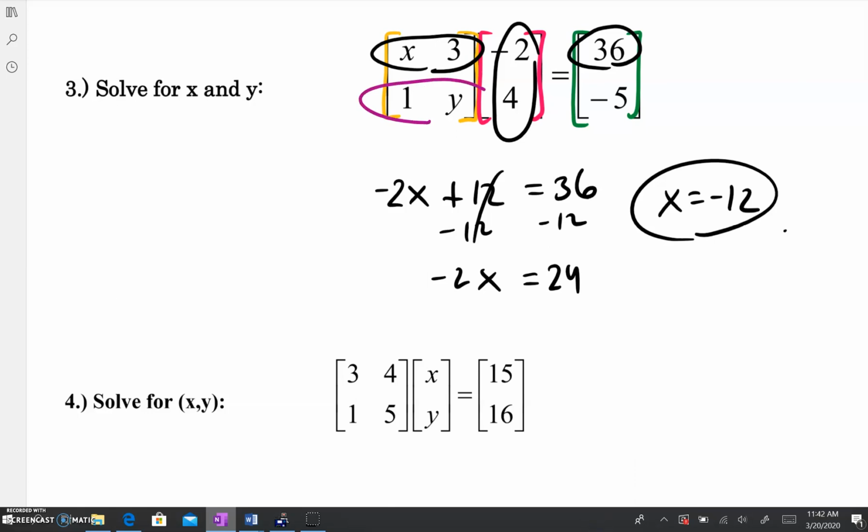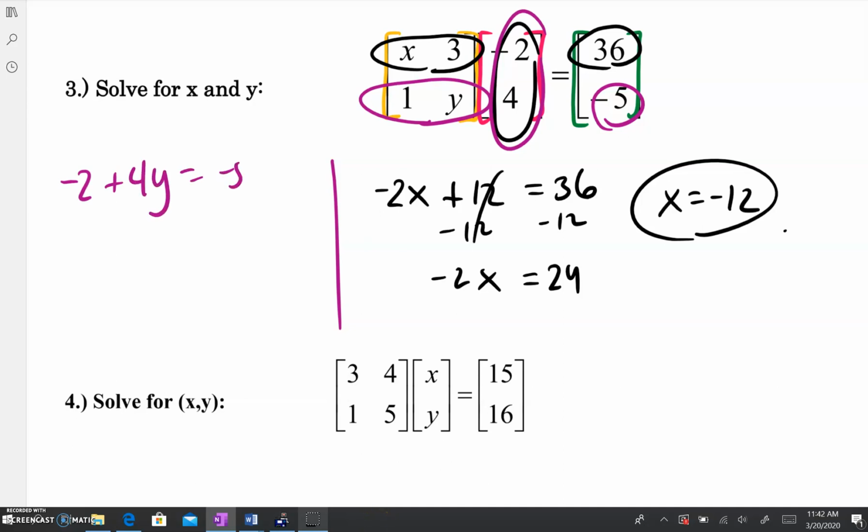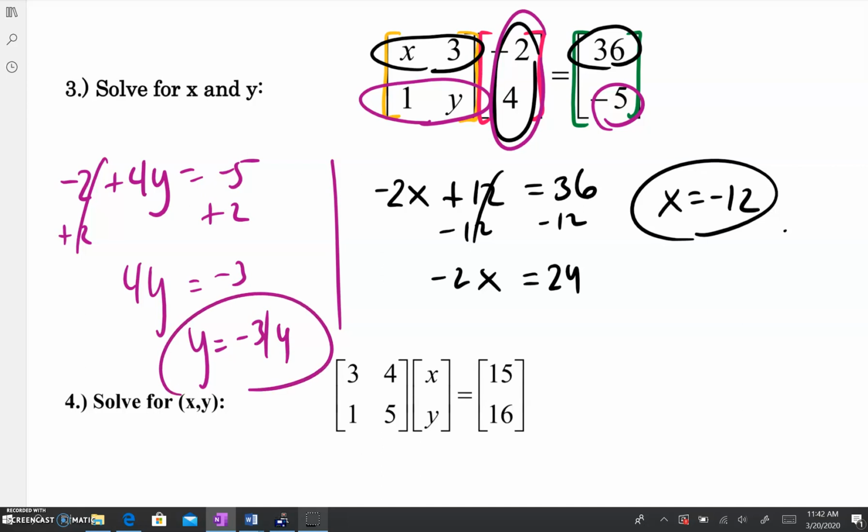And then similarly, if you want to solve for y, I'm just going to try and pick a color that's different. So row 2 times column 1 equals that number. So my equivalent would be 1 times negative 2, or negative 2, plus 4 times y has to equal negative 5. So similarly, we can solve this like a regular two-step equation, and y is equal to negative 3/4. So this one I think of as just going through your regular steps for multiplication, except I'm telling you what the answer has to be.